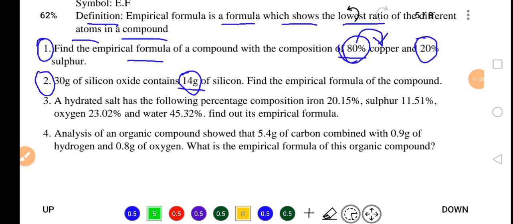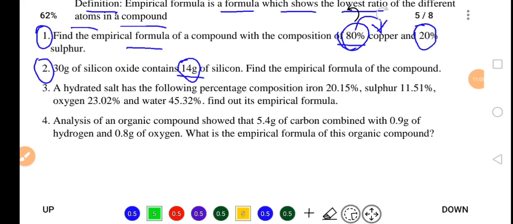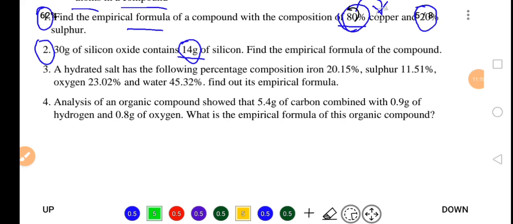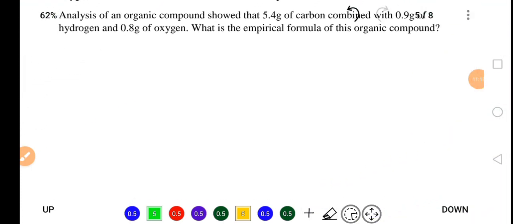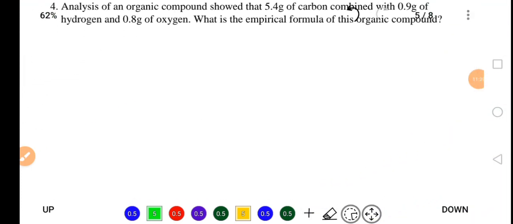Number 1, you need to identify the elements present in a compound. So here the elements present in this compound are copper and sulfur. You write the symbol of the elements present in the compound: copper, and we also have sulfur.